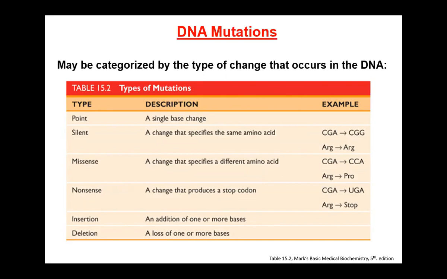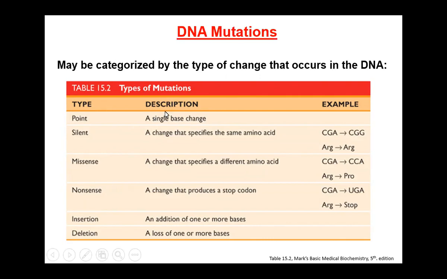The DNA mutations can be categorized by the type of change that occurs in the DNA. And so this table here shows us a number of these. So for instance, some mutations that occur in the DNA can be what we would call a point mutation. And a point mutation refers to a change that occurs at a single base pair in the DNA. Okay, so again, a point mutation is a single base change that occurs in the DNA.